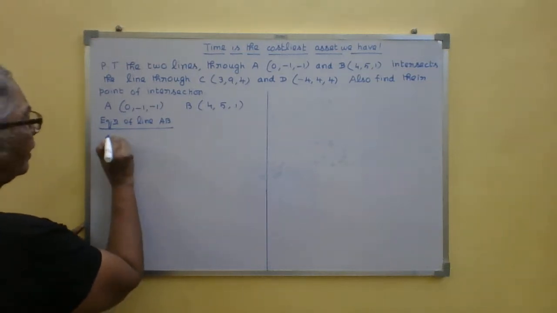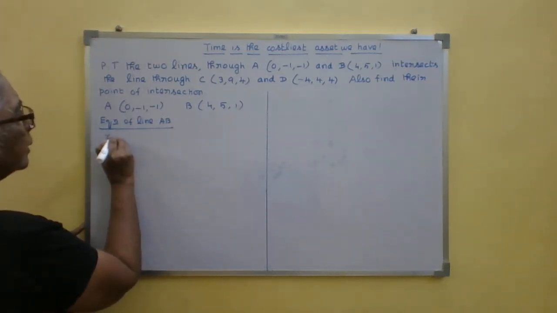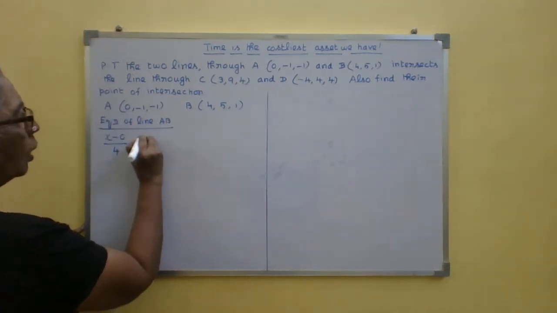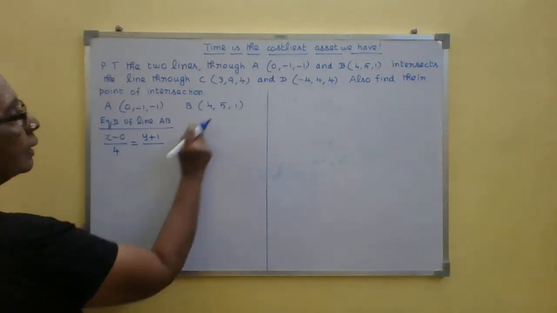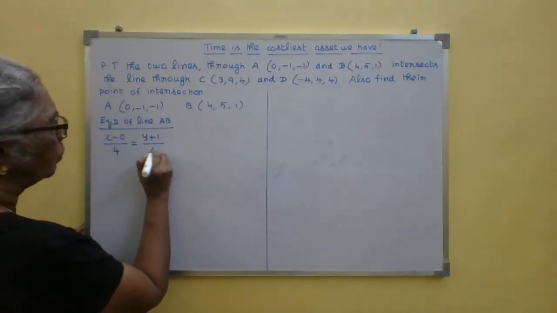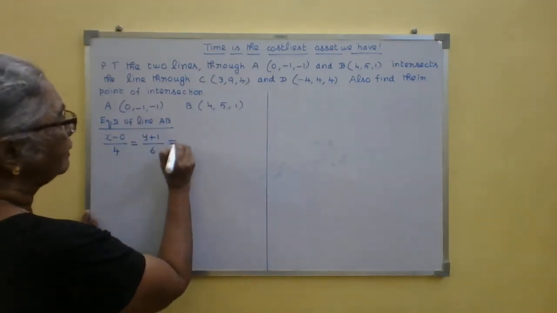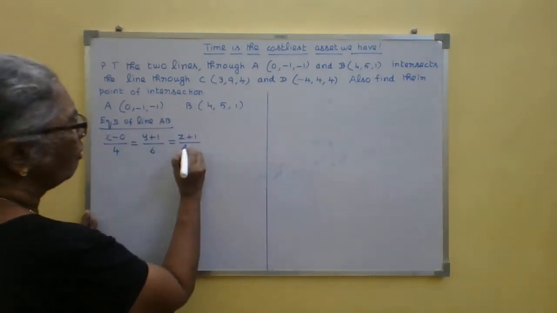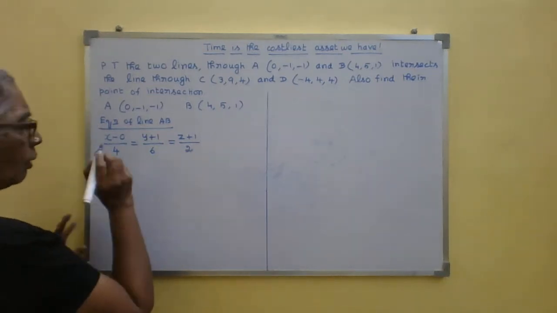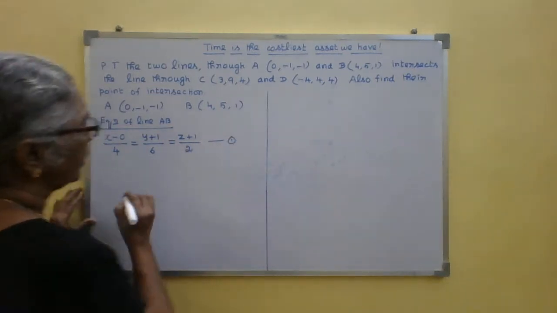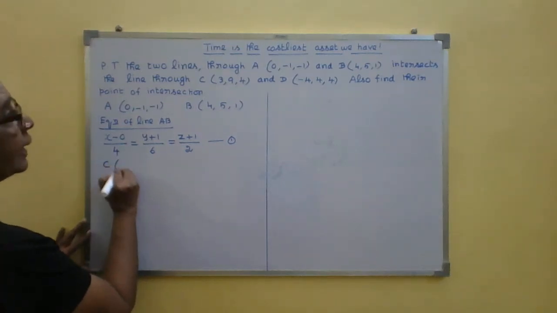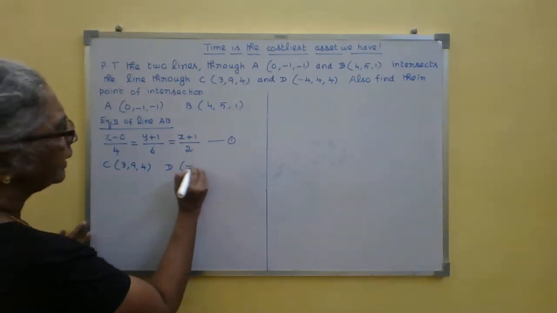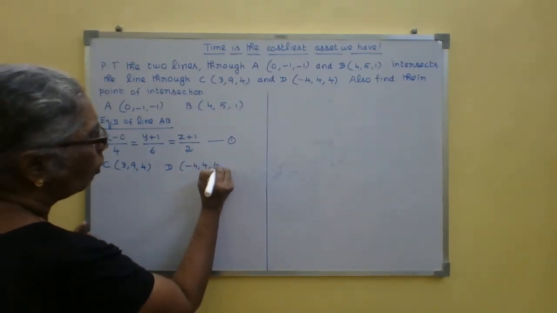So the equation I will get here is (x - 0)/(4 - 0), that will be 4. (y + 1)/(5 - (-1)), so I will get 6. That is equal to (z + 1)/(1 - (-1)), I will get 2. So this I will call equation 1. Then let me write C, that is (3, 9, 4), and D is (-4, 4, 4).